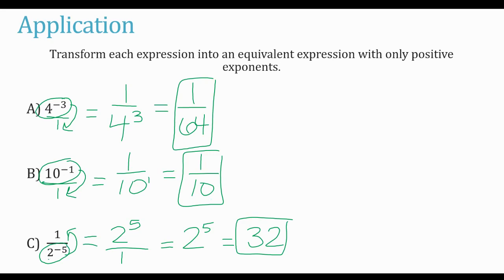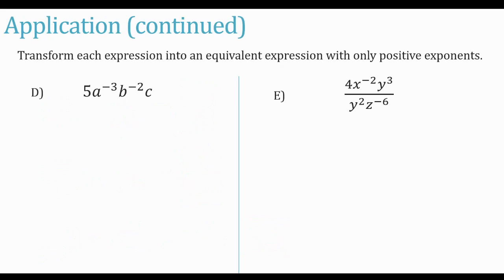So now let's take a look where we have some variables included. We want to transform each expression into an equivalent expression with positive exponents only. Okay, so you can see that we have some variables with negative exponents here. So I'm going to only circle the variables with the negative exponents. Okay, so you can see I did not circle the 5 because it doesn't have a negative exponent, and I did not circle the c because that also does not have a negative exponent. Only circle whatever has a negative exponent. I'm going to put this whole thing over 1, and I'm going to just move the ones with negative exponents into the denominator, and then keep everything else the same. If it doesn't have a negative exponent, don't touch it, don't move it.